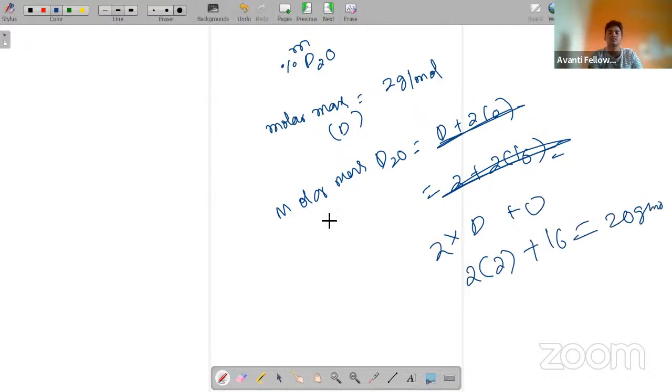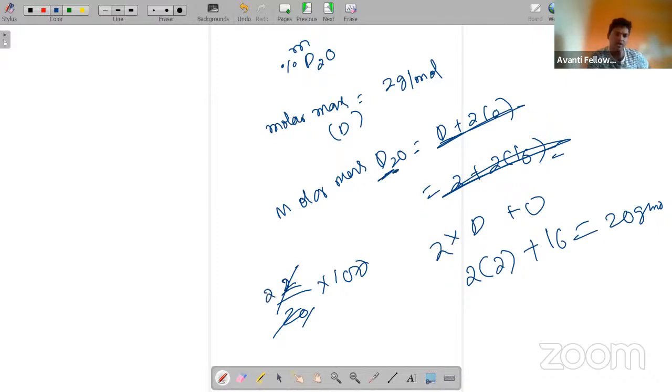Very simple. They are asking the mass percentage of D. That is 2 by 20 into 100, so that will become 10. So then the total answer will be, okay, 2 is for one deuterium, but the total number of atoms will become 2.